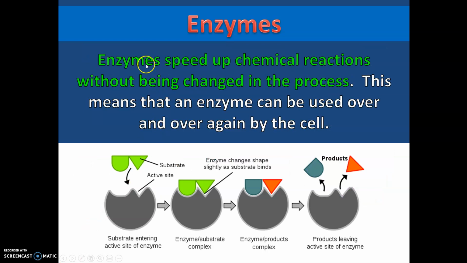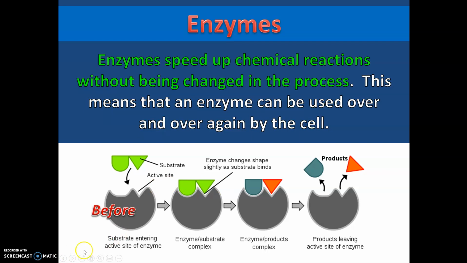So what these enzymes again do, they speed up chemical reactions, but they don't change in the process. This means that the enzyme is used over and over again in the cell. So it's basically like a little factory. It can either break up or put different molecules together.